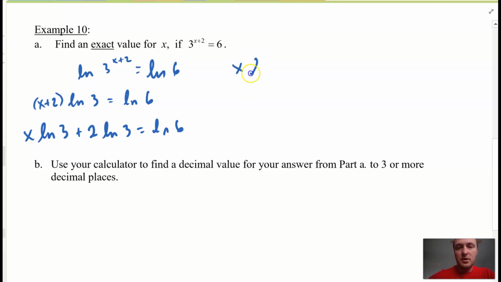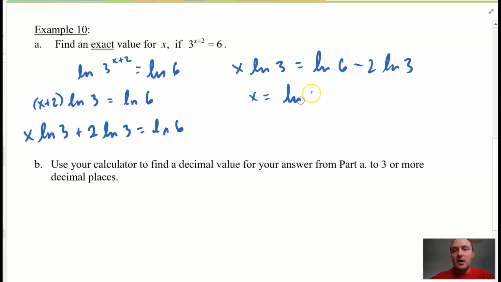So x natural log of 3 is equal to the natural log of 6 minus 2 natural log of 3, and now I'm going to just divide by the natural log of 3. So x is equal to natural log of 6 minus 2 natural log of 3 all over ln of 3. And ta-da, there is the exact value. So I told you there's a shortcut.